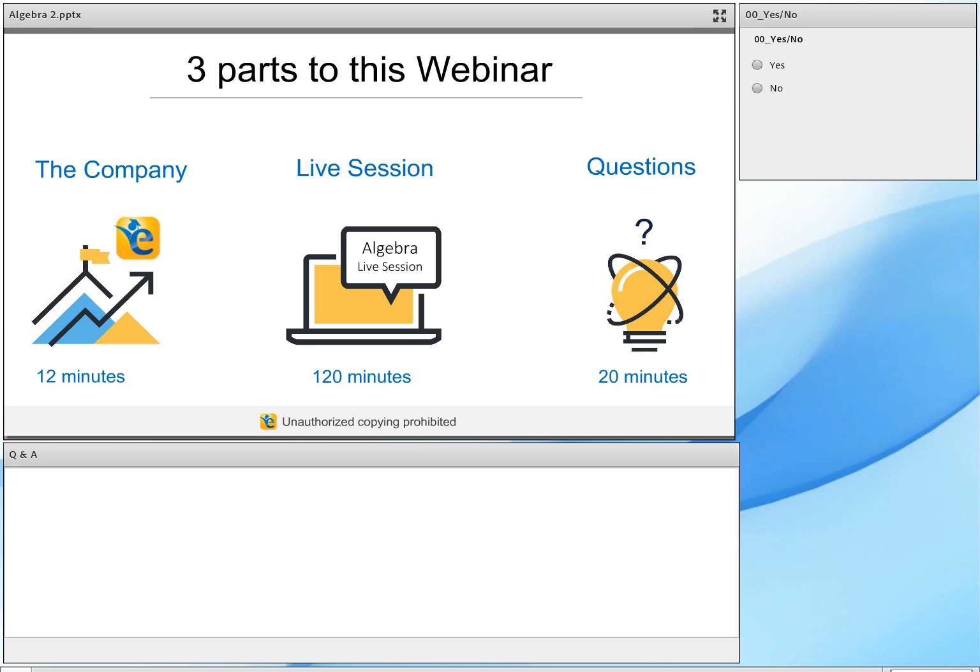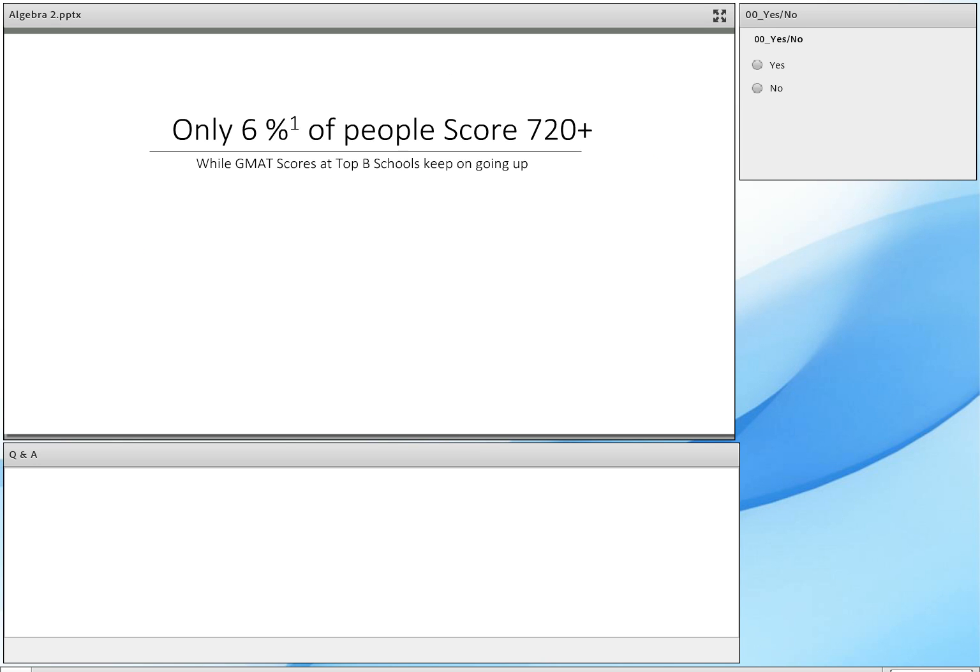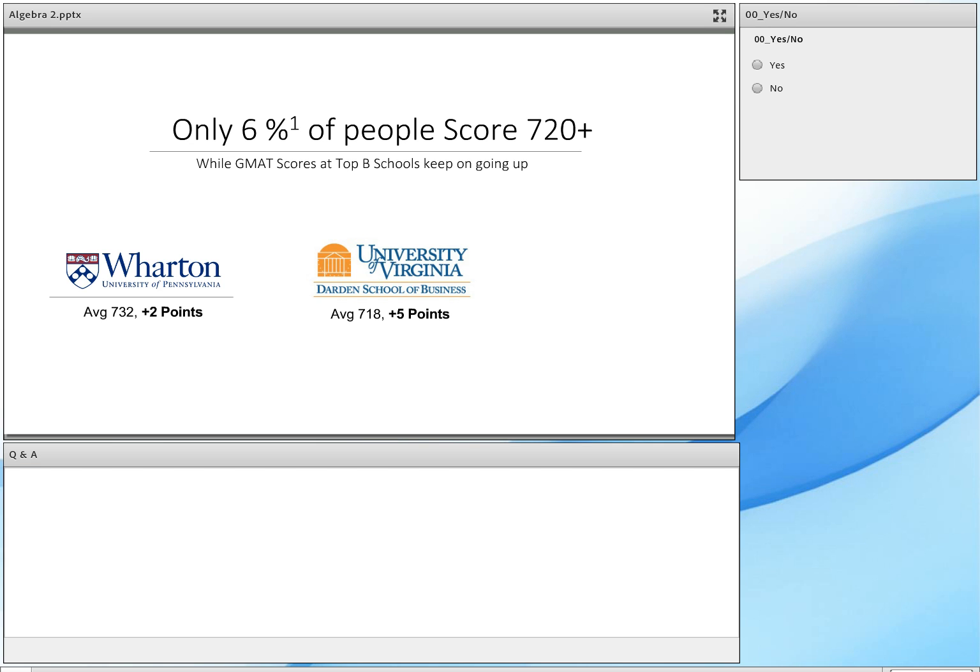Okay. Now, if you go to MBA.com and look at the stats, you will realize that only 6% of all GMAT test takers score 720 or higher. Another thing you will realize is that the median GMAT score at most top B schools has been going up for the last few years. Just this year, the median scores at these top schools have increased. Okay. So only 6% of people score 720 or higher.